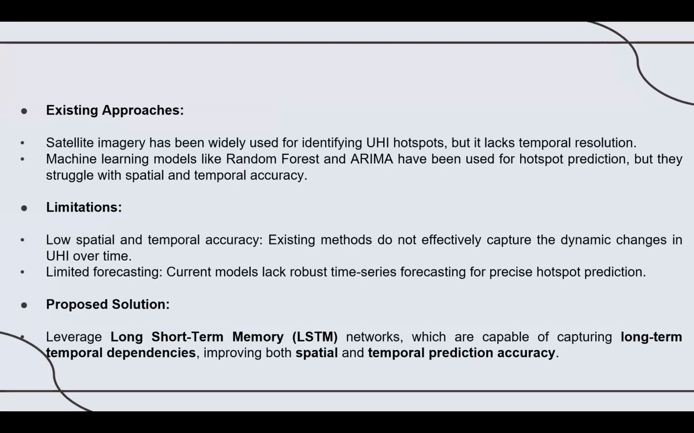urban growth. Coming to the literature review, as we have said before, existing approaches like satellite imagery have been widely used for identifying UHIs these days, but they lack temporal resolution. Machine learning models like random forest and ARIMA have been used for hotspot prediction, but have struggled with spatial and temporal accuracy. The problem is that these existing models do not effectively capture the dynamic changes in the UHI, and also give limited forecasting.